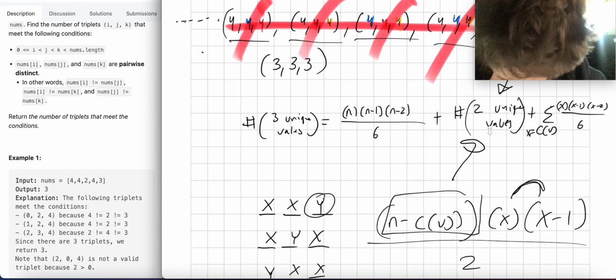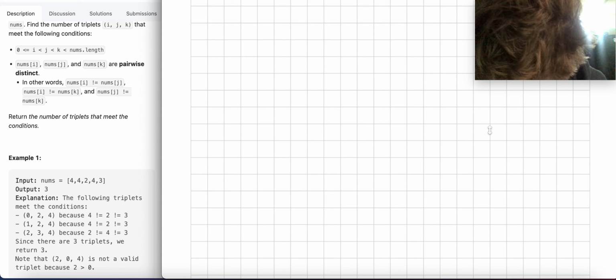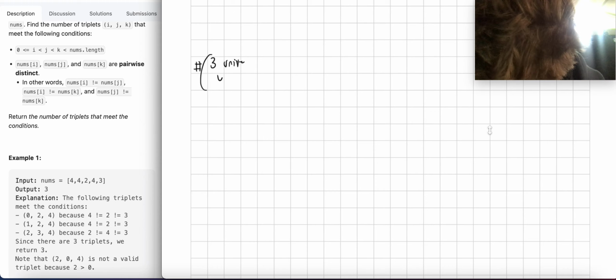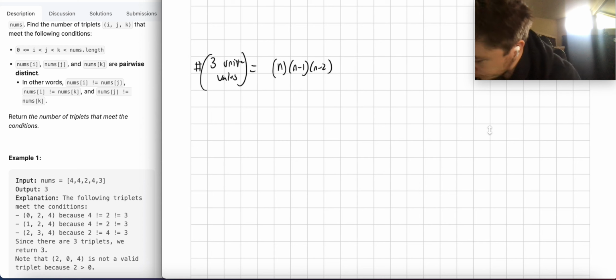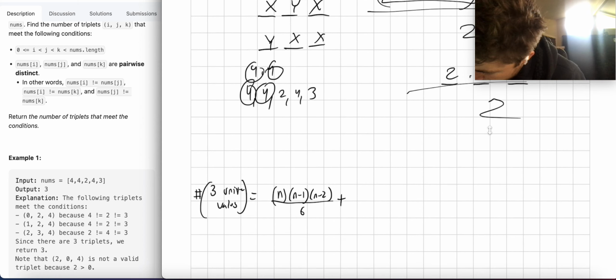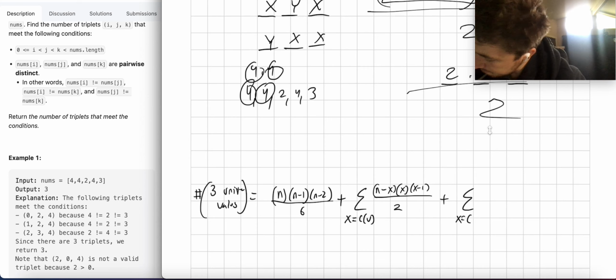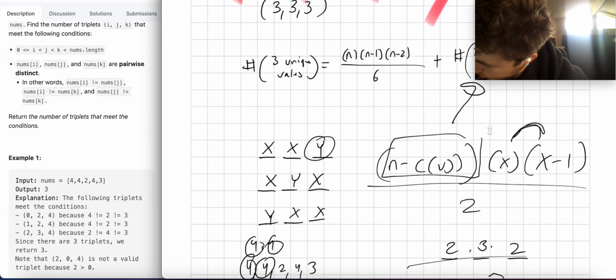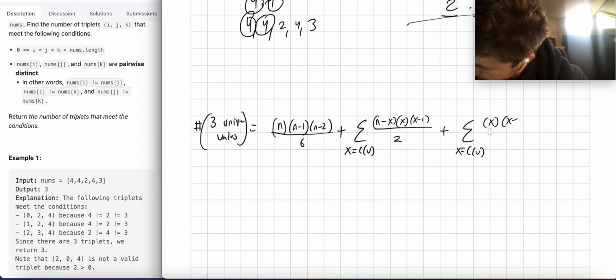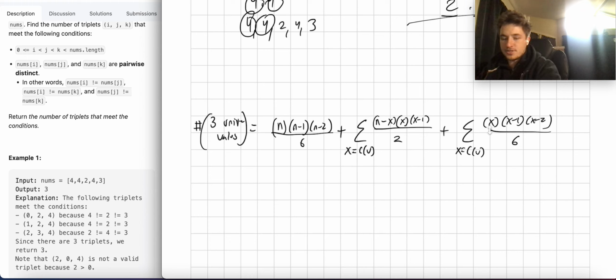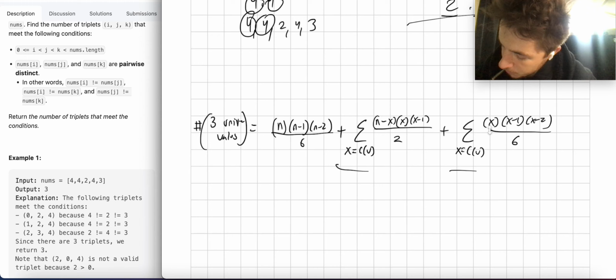So our final solution is the number of 3 unique values equals n times n minus 1 times n minus 2 divided by 6, plus our new solution, which is we look at each sum, we call x equals the count of the value for each unique value. And we do n minus x times x minus 1 divided by 2, plus the same thing here, x equals count of V, x times x minus 1 times x minus 2 divided by 6. And then you'll notice that these are the same sums here. So what we can do is further simplify this.